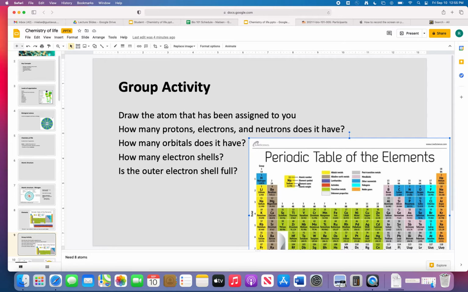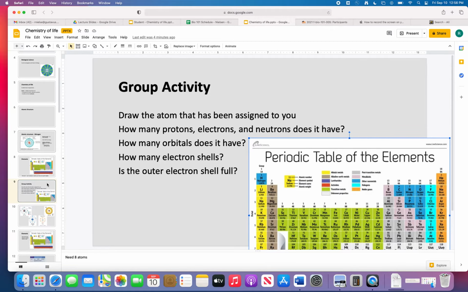Alright, I'm getting the gist that we're kind of wrapping up here. Anybody need more time? All right, sounds good. So let's dive right in. Who are my carbon groups? All right, close to each other. I like that. How many protons, electrons, and neutrons does it have?